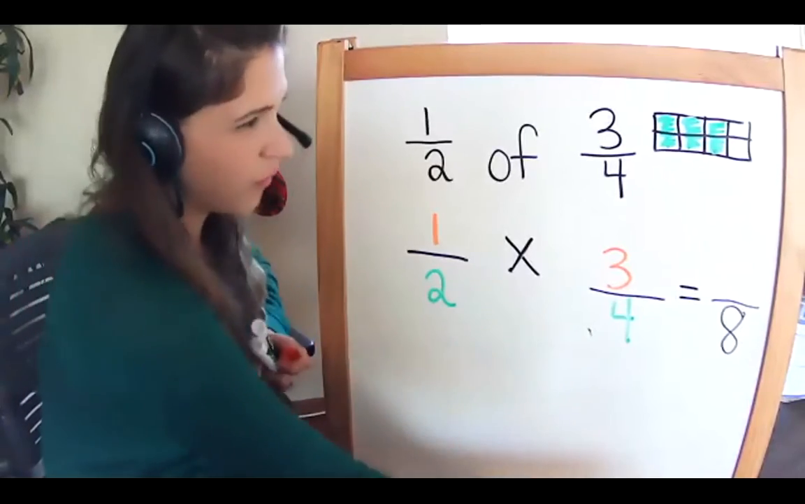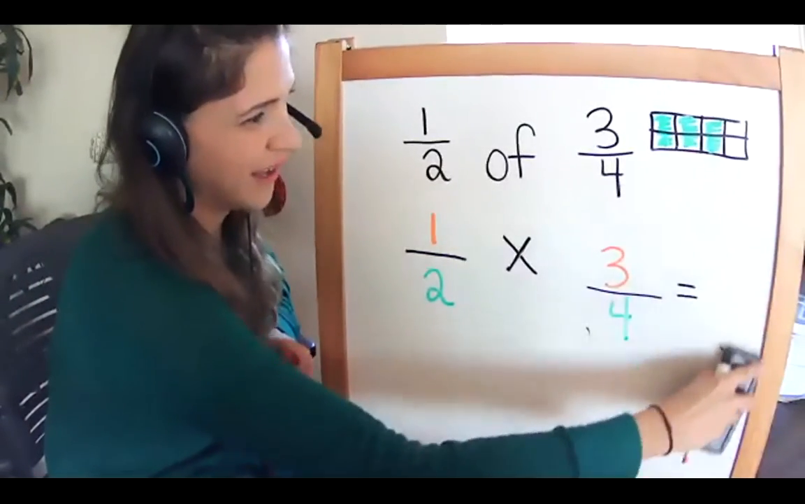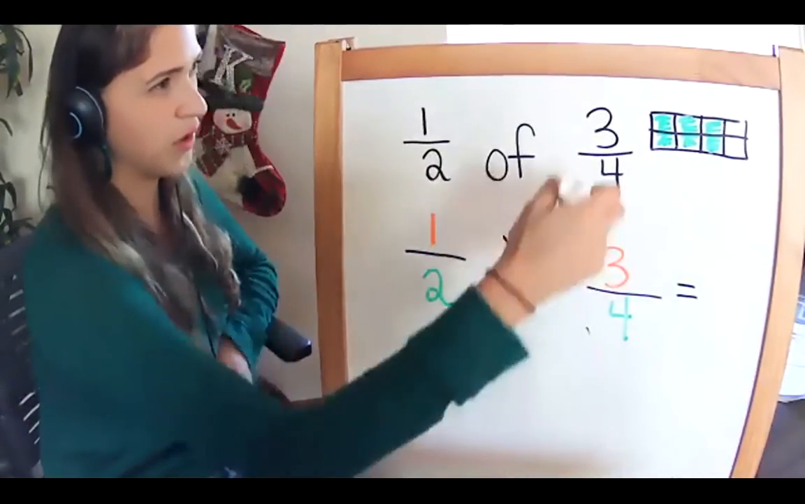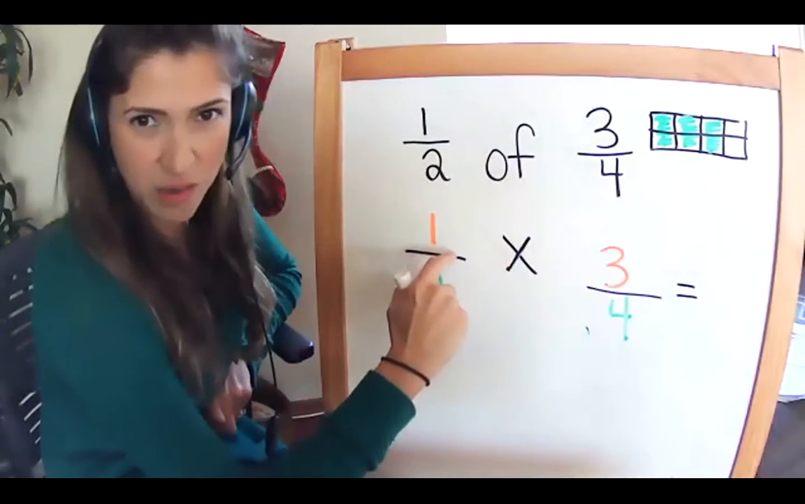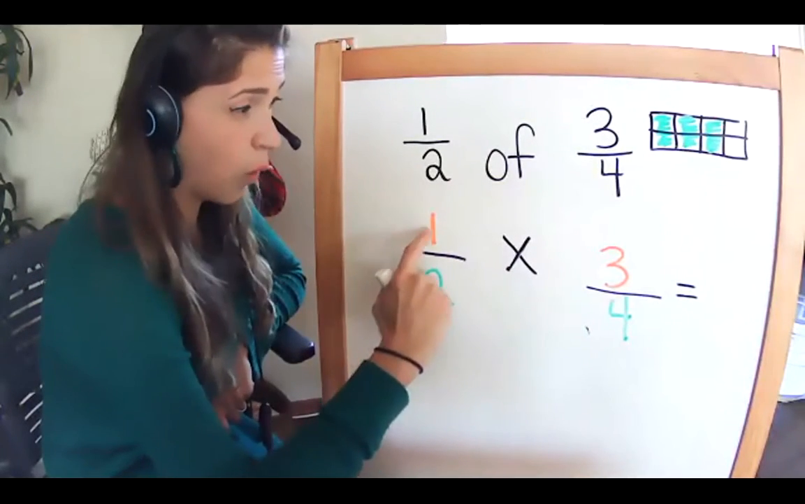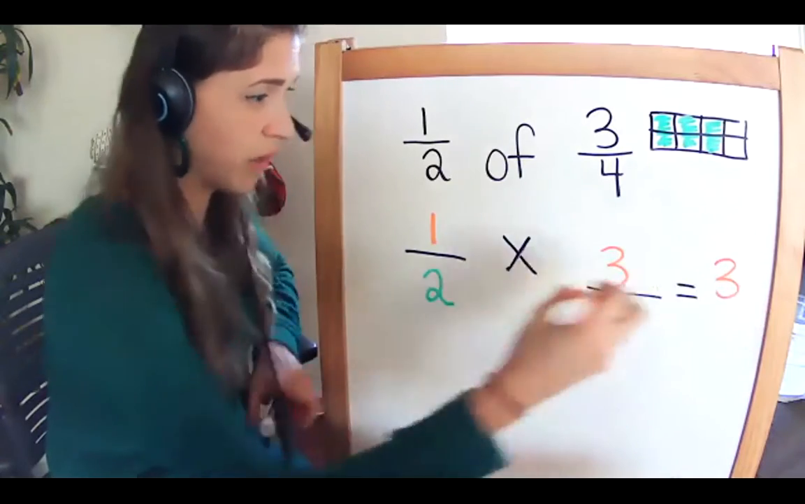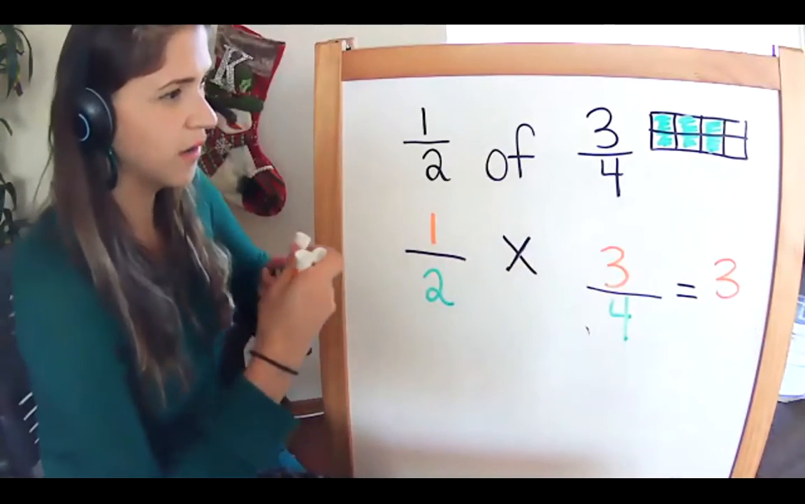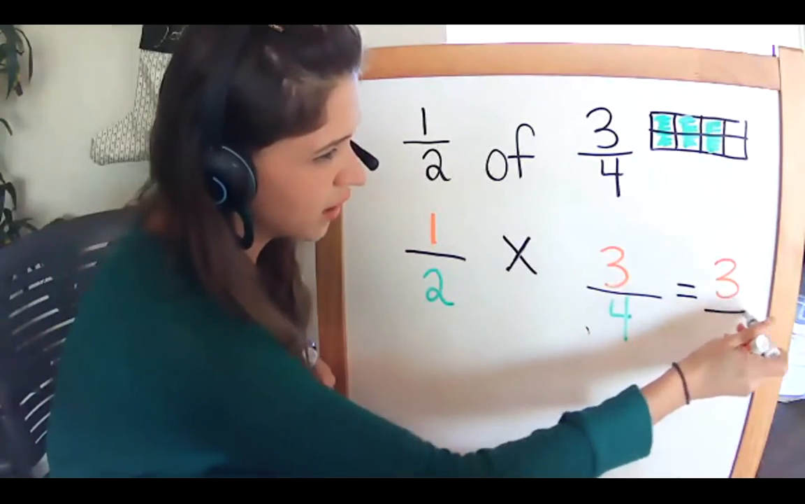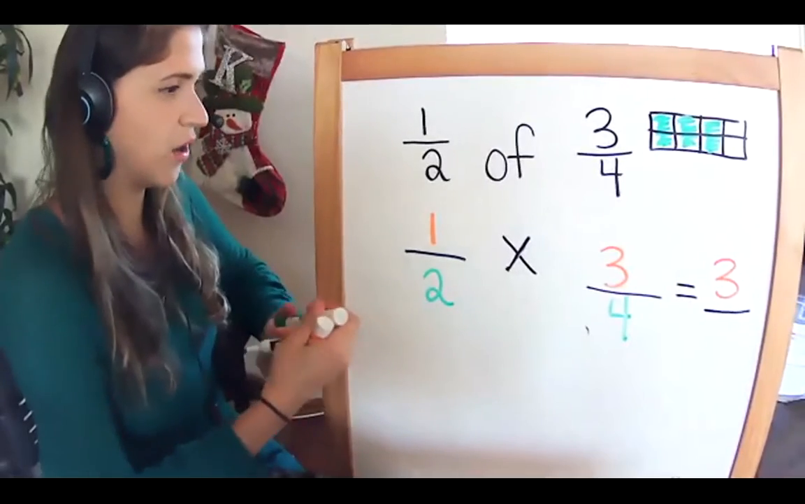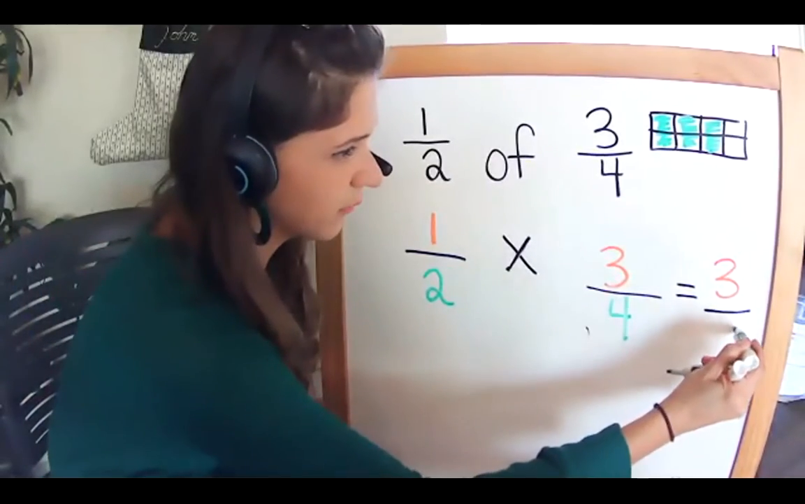So now that we know we're going to have half of 3 quarters, now we can actually solve. 1 times 3 equals 3. Multiply your numerator by your numerator. And now multiply your denominator by your denominator. 2 times 4 equals 8.